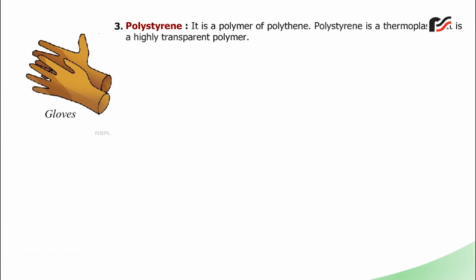Number 3, polystyrene. It is a polymer of styrene. Polystyrene is a thermoplastic. It is a highly transparent polymer. Uses. It is used for making hot drink cups, toys, household articles, etc.